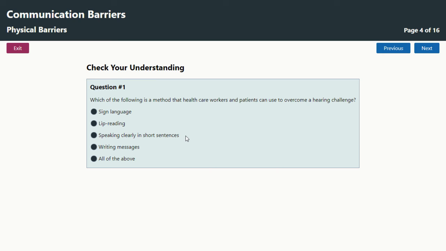Which of the following is a method that healthcare workers and patients can use to overcome a hearing challenge? And it's all of them.